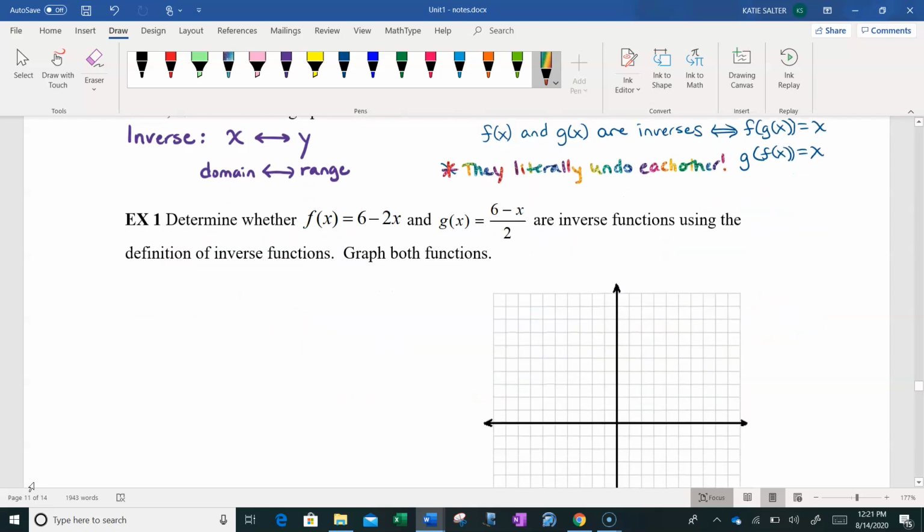So let's put this together. Determine whether f of x and g of x are inverse functions using the definition of inverse functions. Then graph both functions. All right, anytime it says to prove or it says using the definition of inverse functions, this is where you're going to go back to the very top of your page, and you have to do the f of g of x and the g of f of x to show that they both strip each other down to just be x.